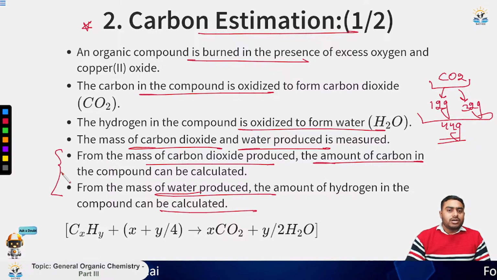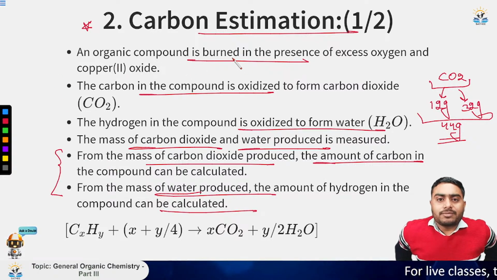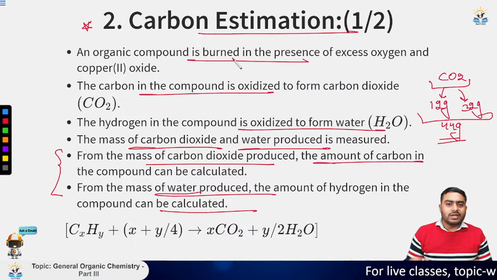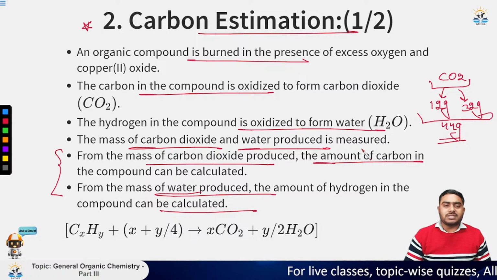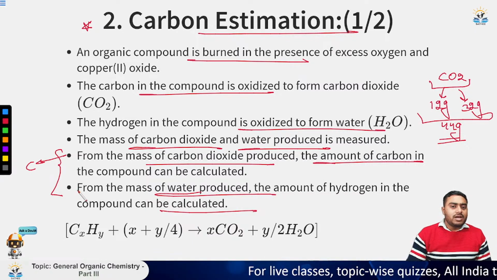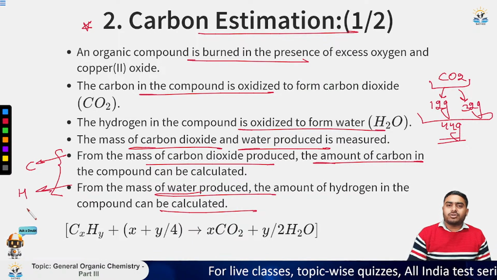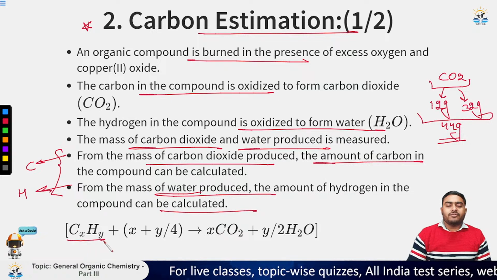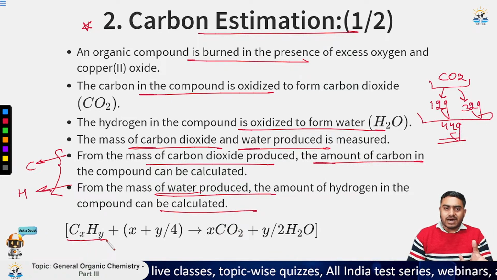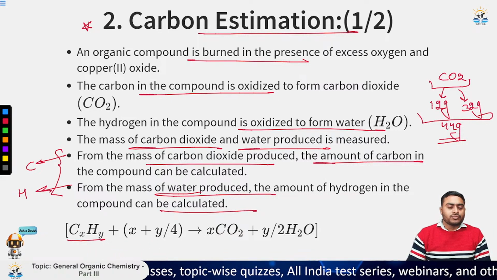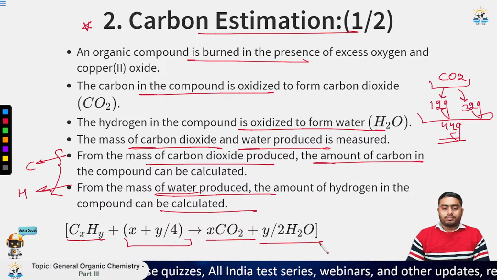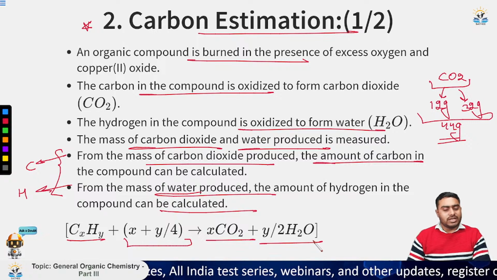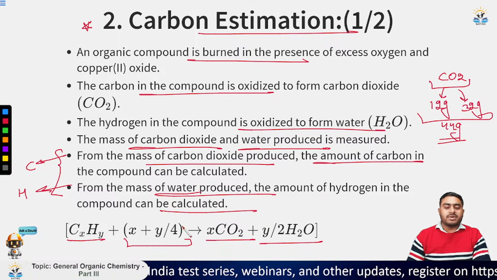From the mass of water produced, the amount of hydrogen in the compound can be calculated. That means if you have an organic compound which contains hydrogen and carbon, you can react it with copper oxide and you will get two things: one is carbon dioxide, another is water. From carbon dioxide you can calculate the mass of carbon, and from H2O you can calculate the mass of hydrogen. The general reaction: if any compound contains X carbon and Y hydrogen, CxHy, it will react with (x plus y/4) O2 to give x CO2 plus y/2 H2O.